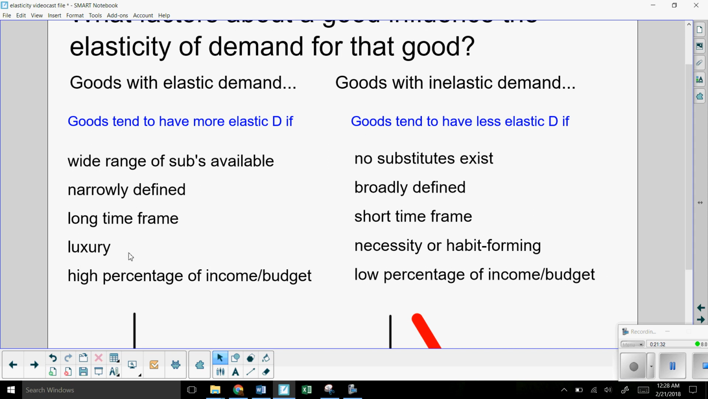Is the good a luxury or is it a necessity? The more of a necessity or addictive or habit forming the good is, then the more likely it is that an increase in the price won't affect buyers. They won't be very responsive. On the other hand, if it's a luxury good that you can go without, then you might be very responsive to a change in the price.